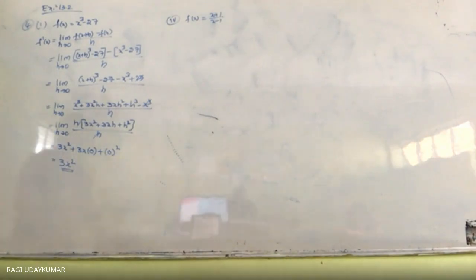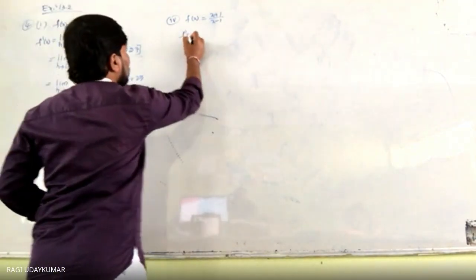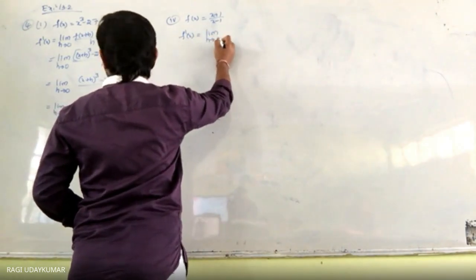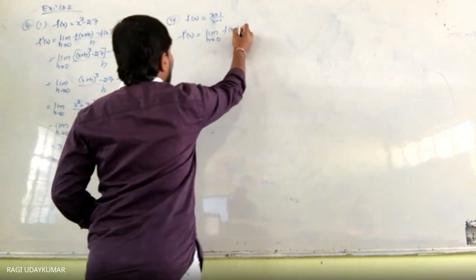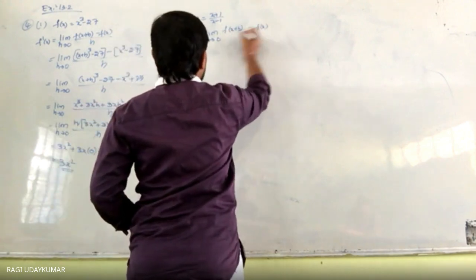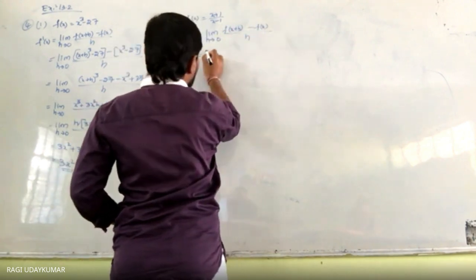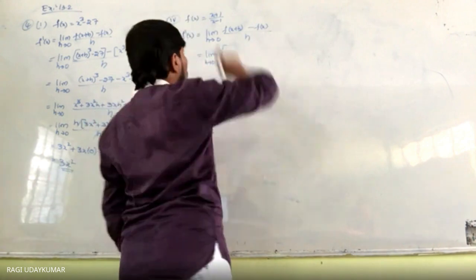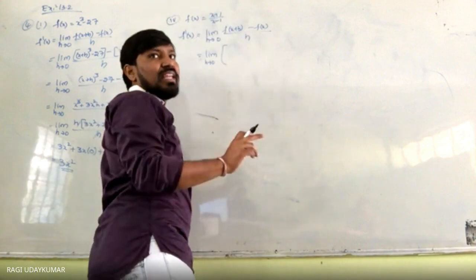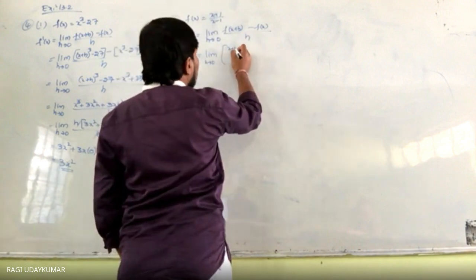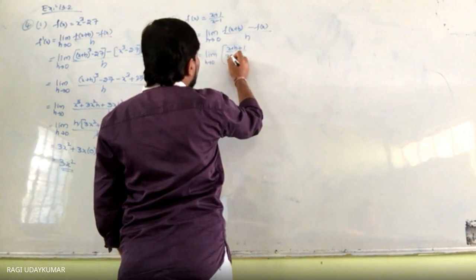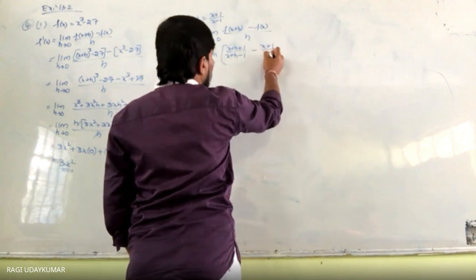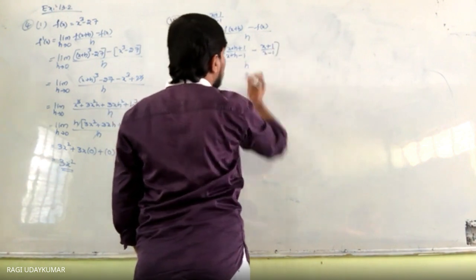Yes. So now we need to find f dash of x. f dash of x equals the same formula, first principle, limit h tends to 0, f of x plus h minus f of x by h, which equals limit h tends to 0. f of x plus h is nothing but, in place of x, write x plus h. So x plus h plus 1 by x plus h minus 1 minus x plus 1 by x minus 1, by h.